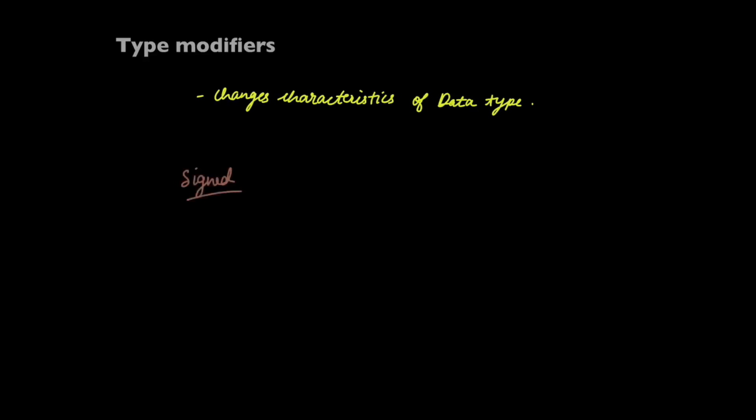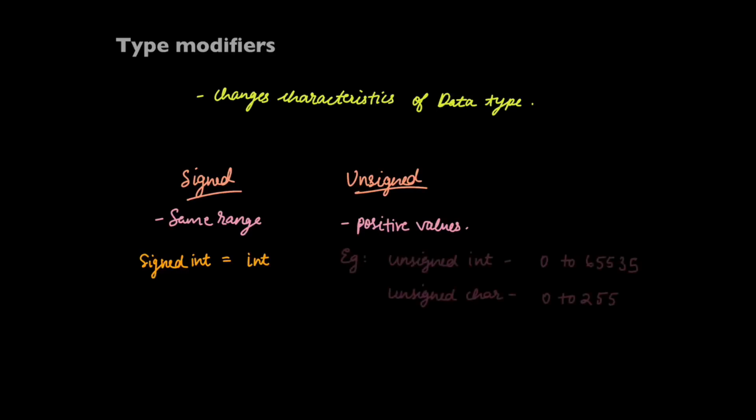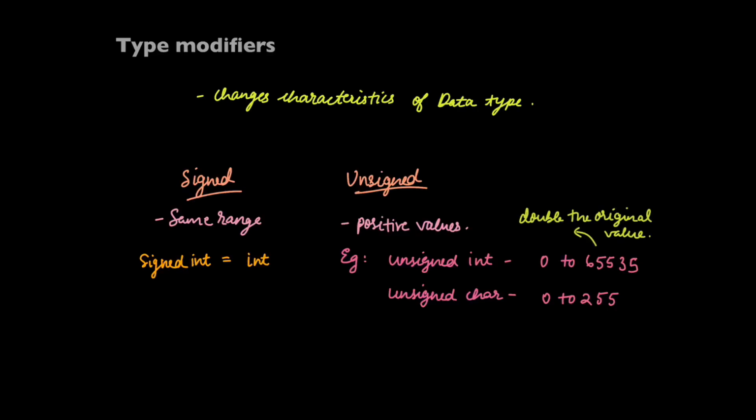Talking about type modifiers, they are used in front of data types to change their properties. Signed int is the same as int, so not much there. But unsigned int will only have positive values and the range is doubled too. It not only applies to int, it applies to all other data types I showed in the table.